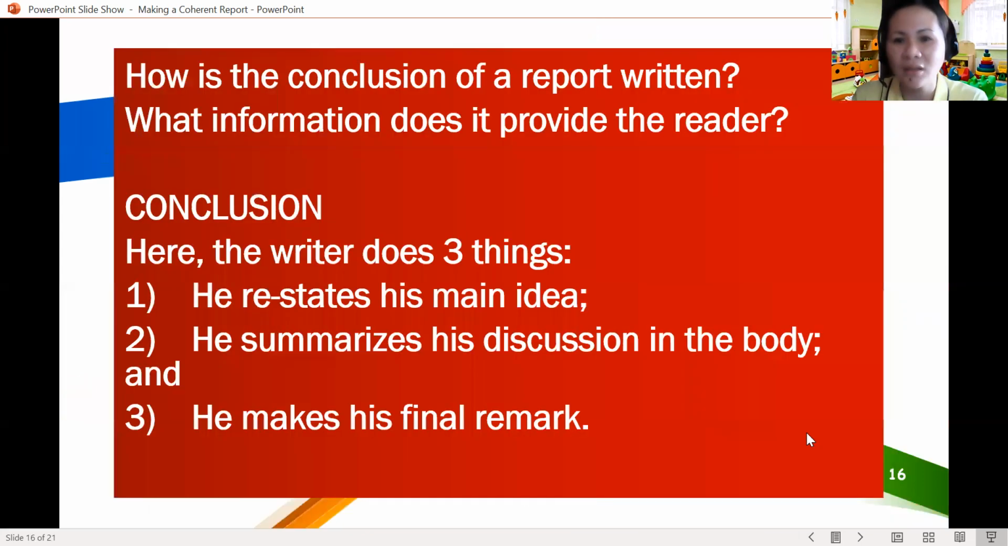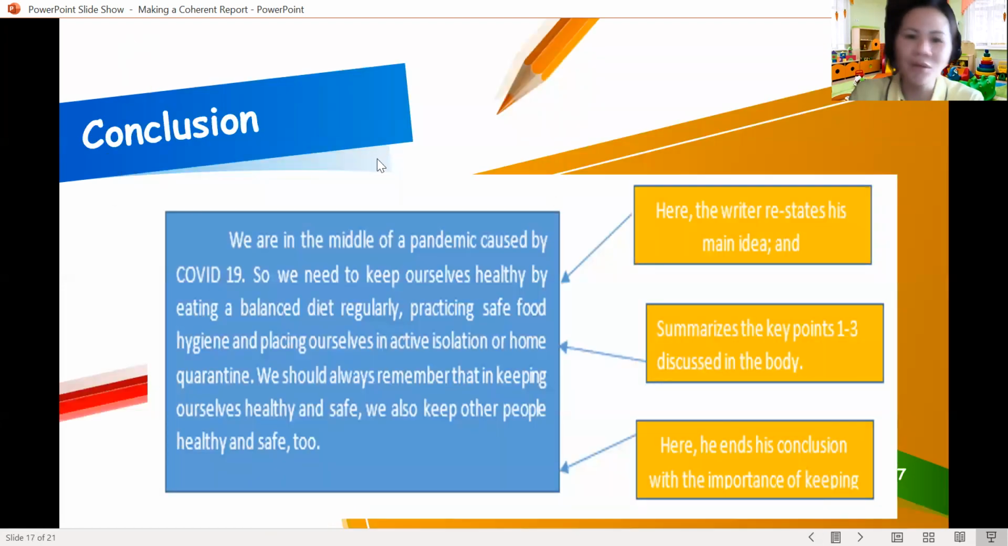And next one, we have the conclusion. How is the conclusion of a report written? What information does it provide to the reader? So in a conclusion, the writer does things. What are they? He restates his main idea. He summarizes his discussion in the body and he makes final remarks. Okay, so you're going to make your own voice here. All right, so let us read.